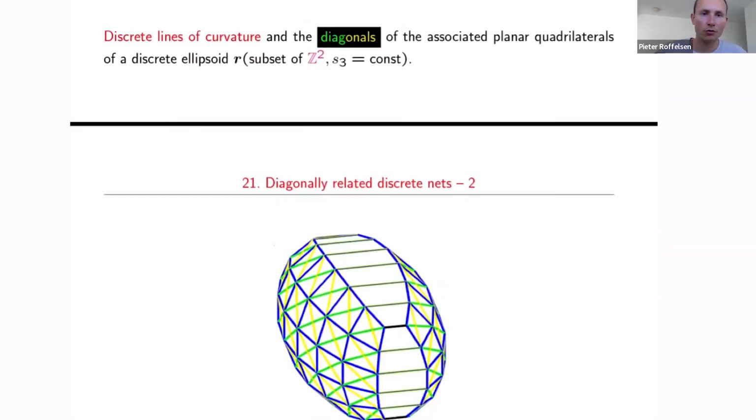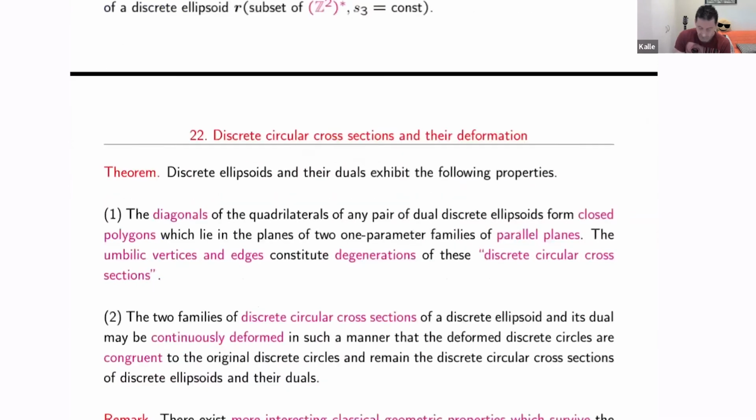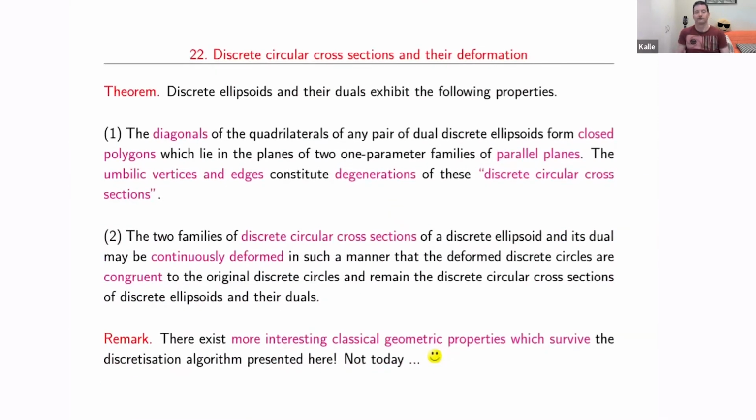And sorry, Wolfgang, I think I have to. Yeah, I'm done. So here's the dual case, and so here's the theorem. When you now start deforming, those discrete circular cross sections don't change. They just change their position. So we have exactly the same property as in the continuous case. This deformation property is still preserved by this discretization. And that's really all I wanted to say.